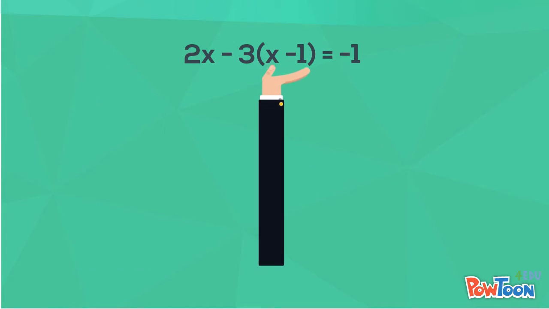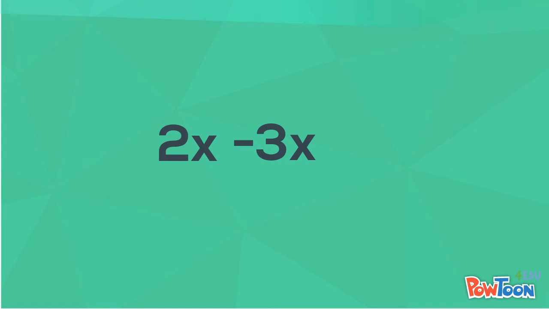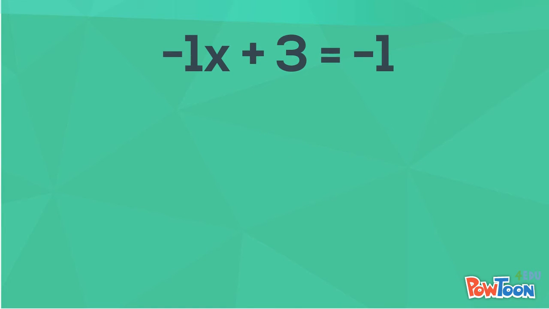Now we're going to distribute the negative 3 to the x and to the negative 1. That will now give us 2x minus 3x plus 3 equals negative 1. We're now going to combine our like terms. So we're going to take 2x minus 3x, and we now have negative 1x plus 3 equals negative 1.